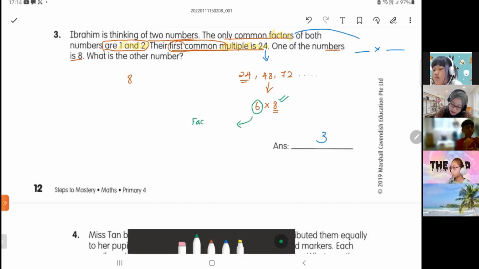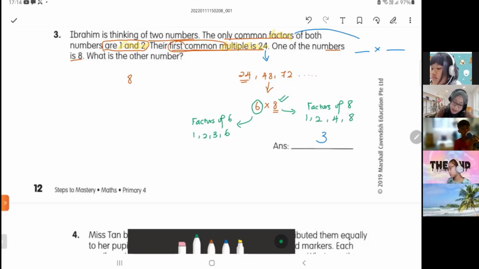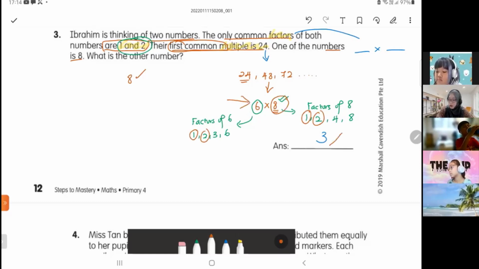Now I'm finding the factors of 6. So it will be 1, 2, 3, 6. Now we check factors of 8. That will be 1, 2, 4, 8. Then they say the common factors for both of them is 1 and 2. Let's just check. For 6, I have 1, I have 2. For 8, I have 1, I have 2. See? So which means if the first number is 8, I have 8 already. What is the other number then? It is not 3, but 6. Okay?